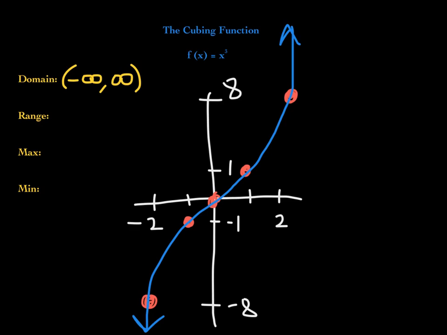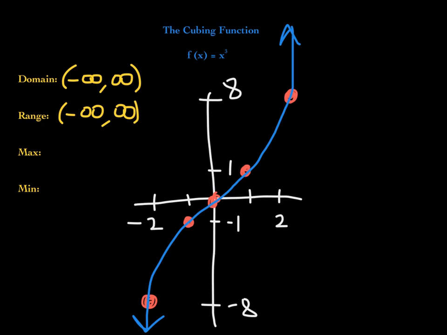The range is a set of your y values. You read it from bottom to top. How low is this going? To negative infinity. How high? To positive infinity. So your range is negative infinity to positive infinity. It's all real numbers, okay?